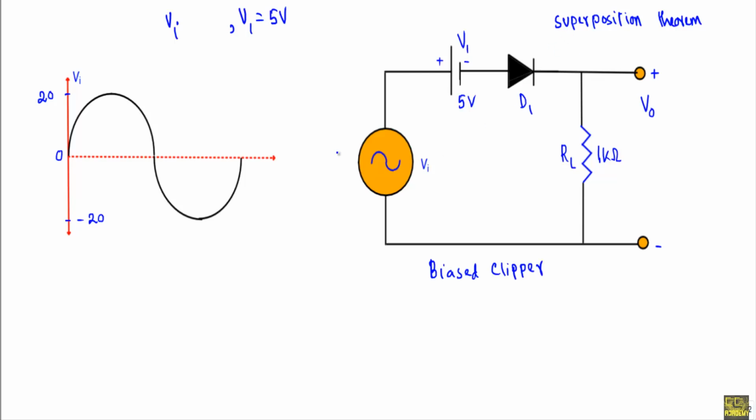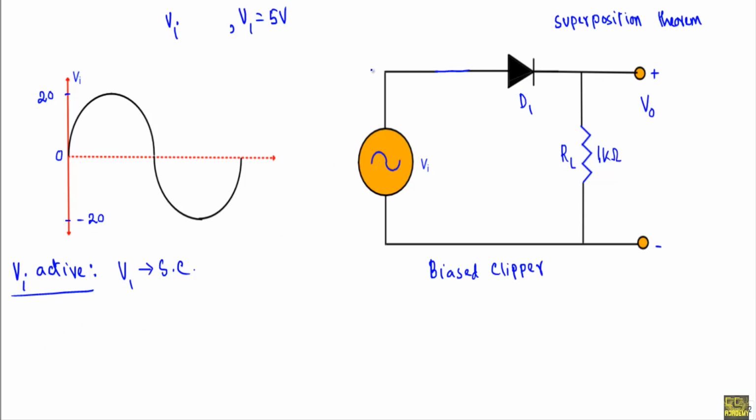If I use the superposition theorem here, you will see I will keep Vi active at first. In that case, I should replace the bias voltage V1 with a short circuit. If I replace the bias voltage V1 with a short circuit, I will get a circuit like this, because we are considering the effect of input voltage Vi only.